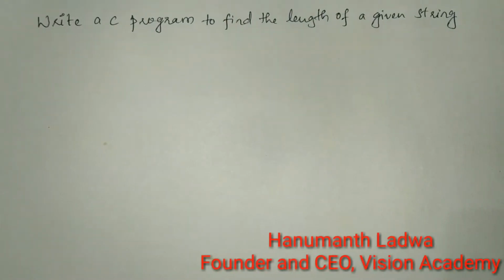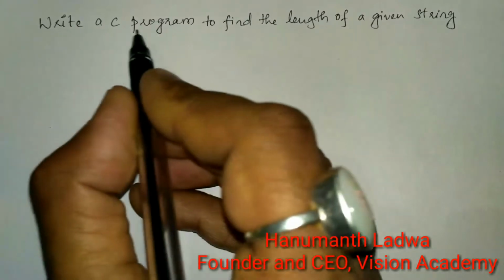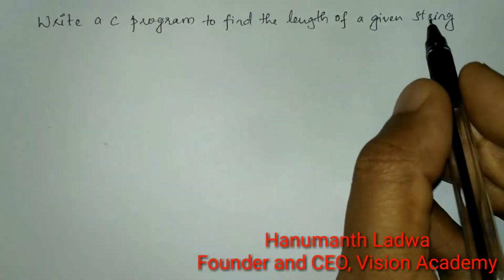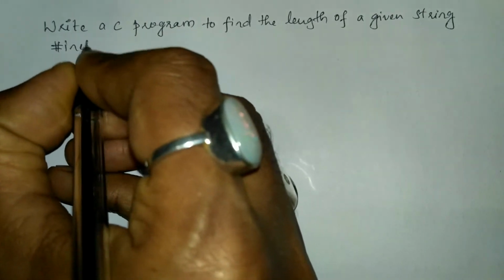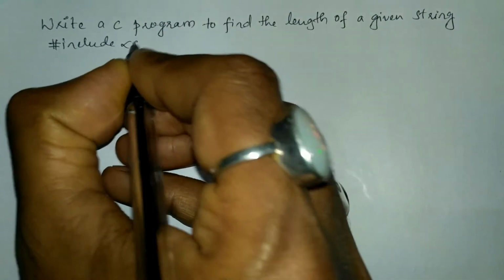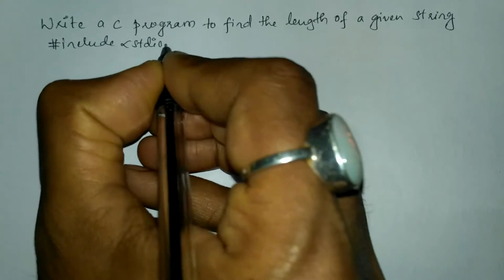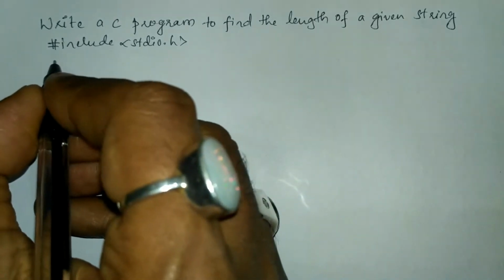My name is Hanmant Ladwa and in this video we are going to write a C program to find the length of a given string. Let us write the preprocessor directives. Hash include, in angular brace we'll write standard input output .h header file.